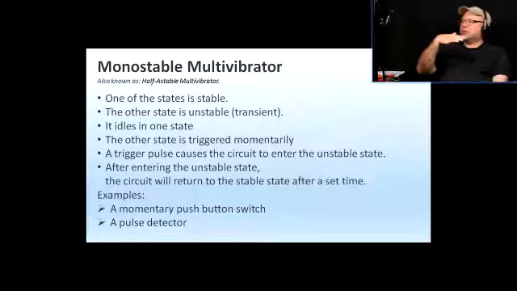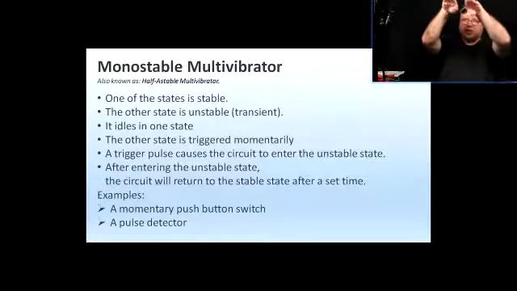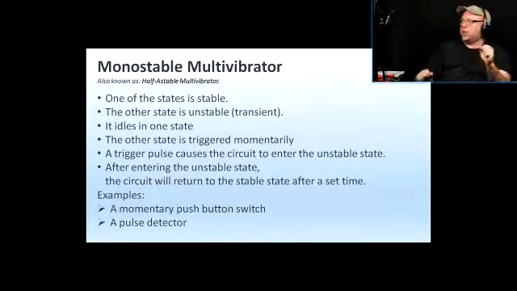So it idles in one state. The other state is triggered momentarily. Right? A trigger pulse can cause that. So a trigger pulse causes the circuit to enter the unstable state, so it changes state from the idling condition to something else. If it's idling at low, we can make it go high momentarily, or for whatever amount of time you choose. Or if it's sitting high, you can make it go low momentarily, or for whatever time you choose for this thing to go low.